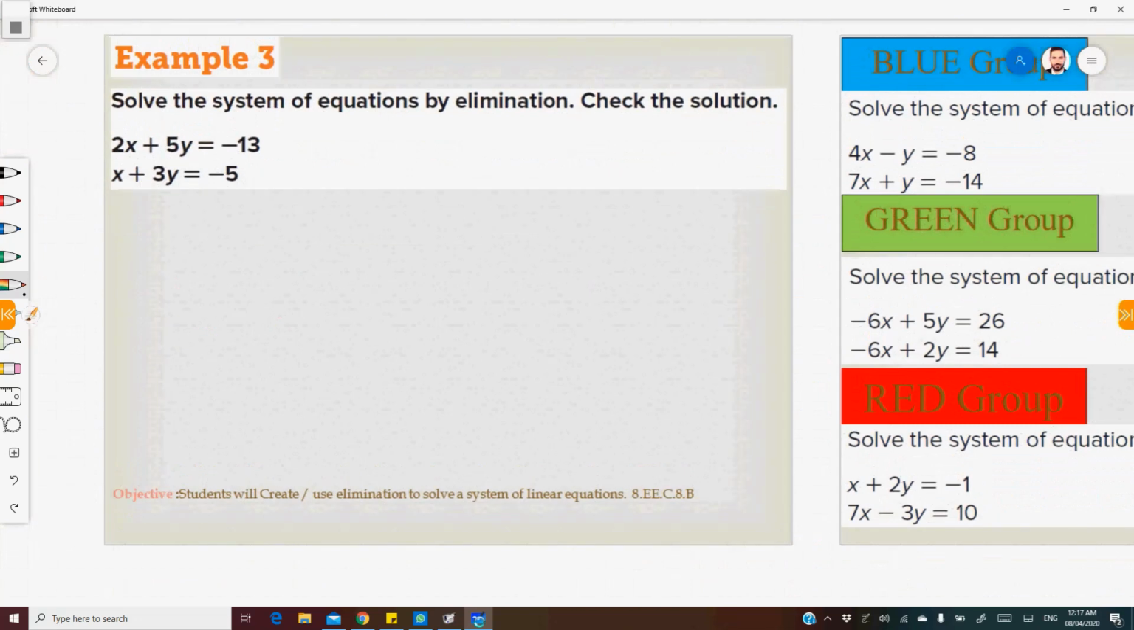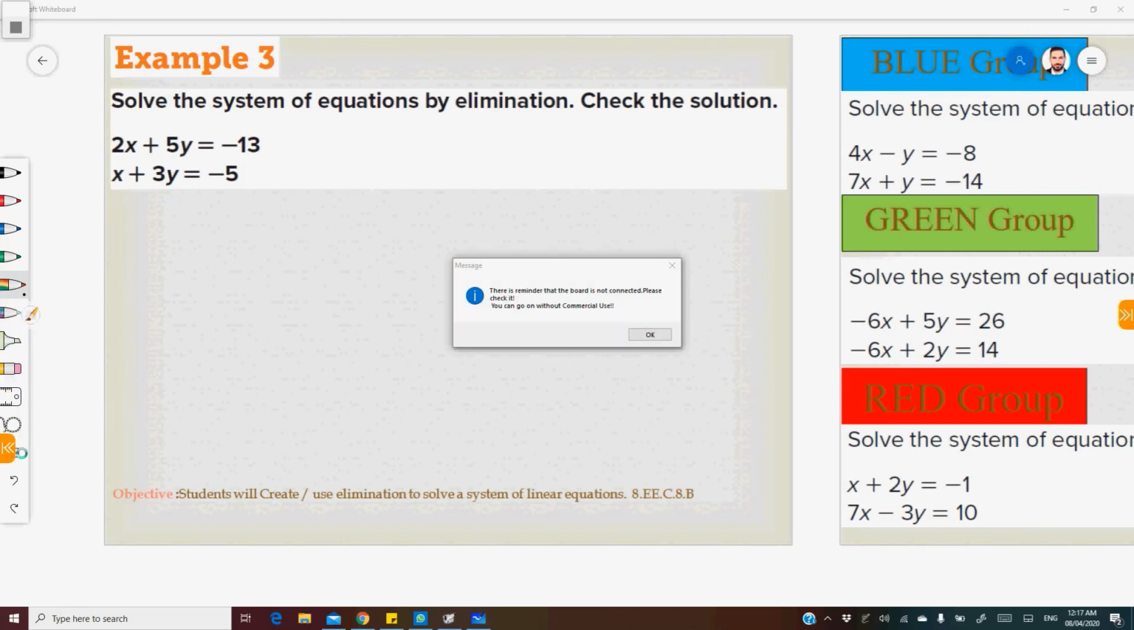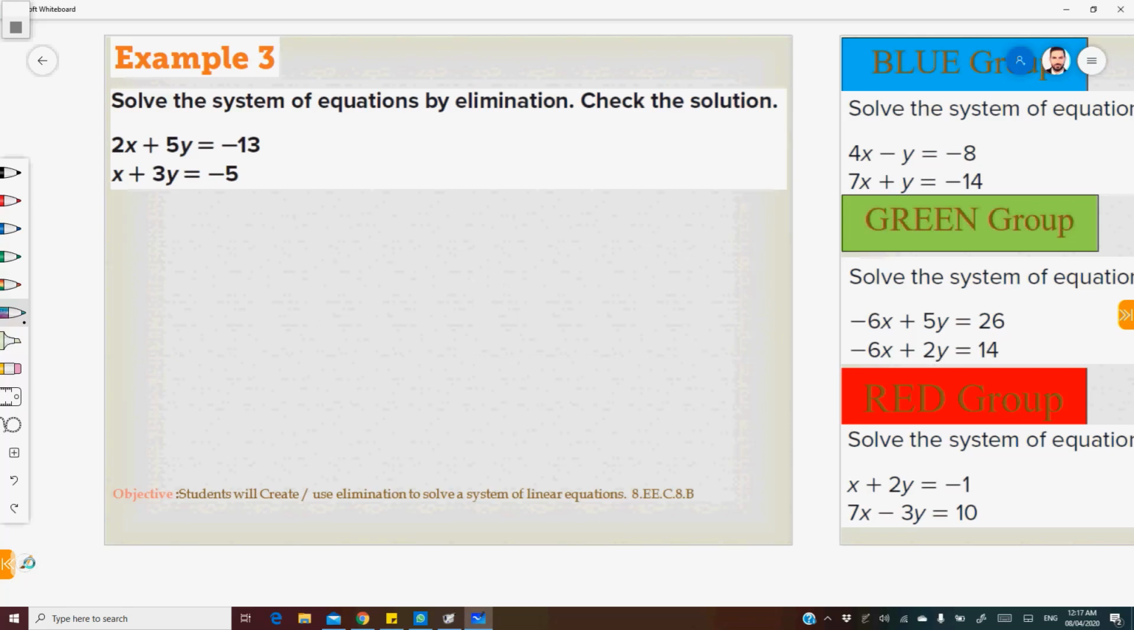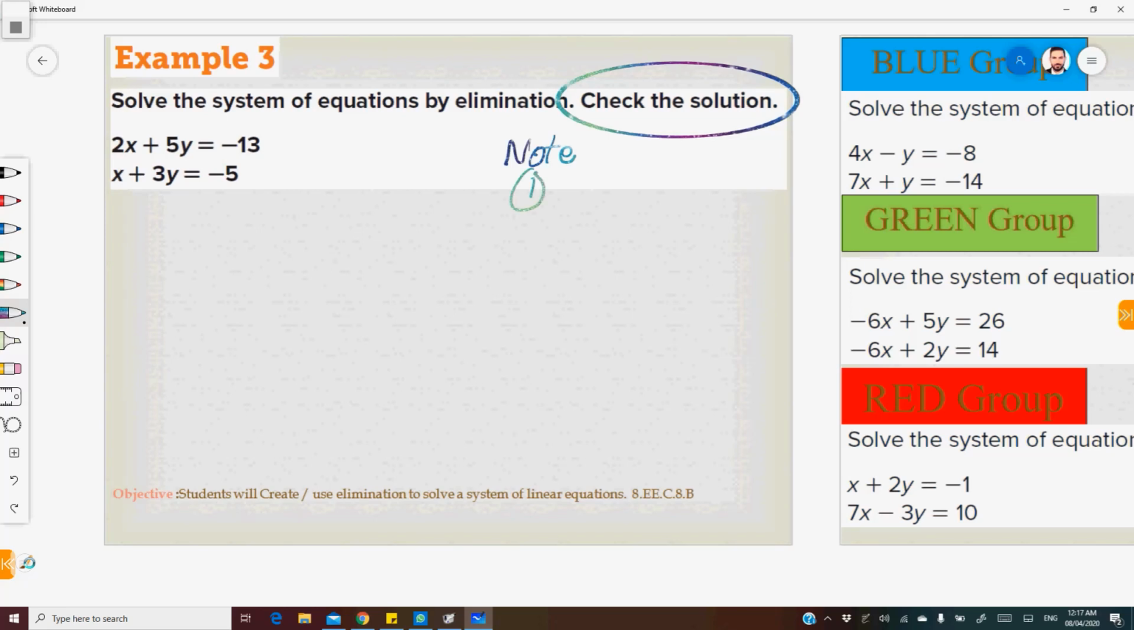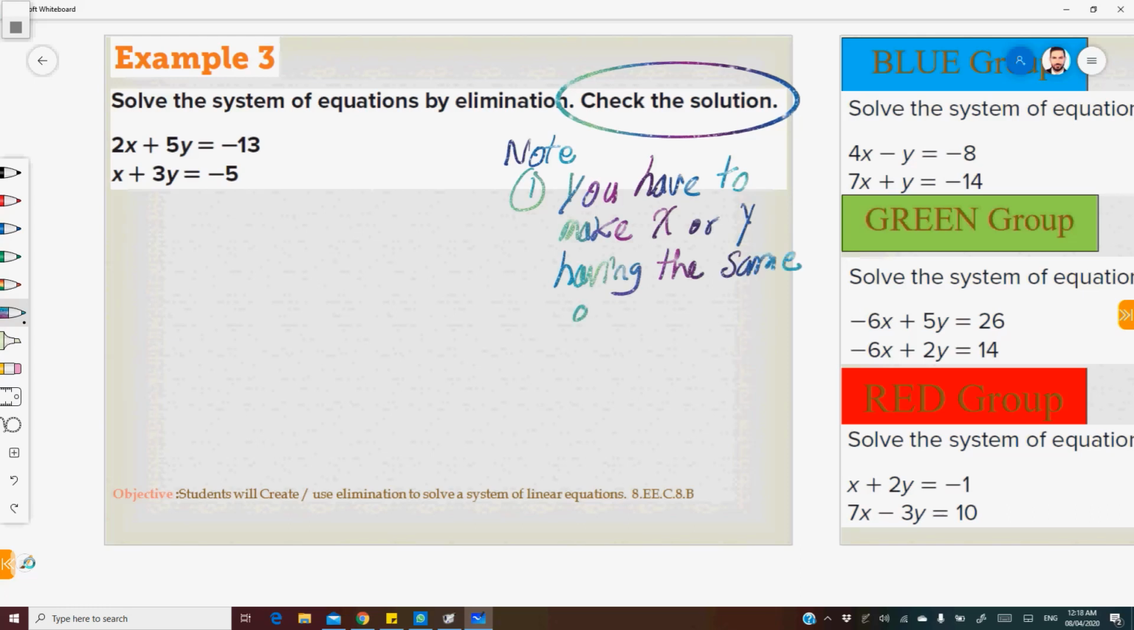I would like all of you to pause the video and please try to do example number 3. I hope that you did example number 3, and let's start to check our answers together. First of all, if you remember our notes, let me write them again in front of you. Note number 1: you have to make x or y having the same coefficient or number. The same number.